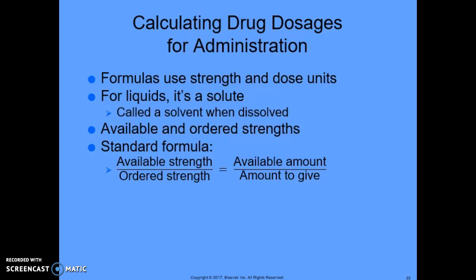So available strength means the strength of the medication that we have on the label, and the ordered strength is the amount that the physician ordered.